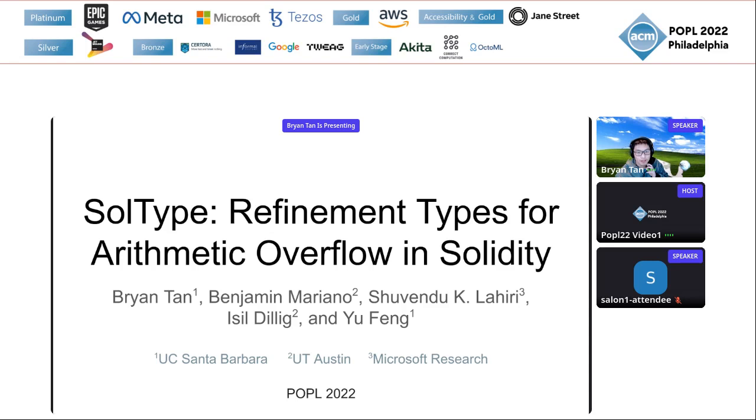Thank you. Okay, hello everyone. I'm Bryan, and in this talk, I'll be presenting SolType, which is a refinement type system developed by my colleagues and I at UC Santa Barbara, UT Austin, and Microsoft Research for verifying arithmetic overflow safety in Solidity smart contracts.